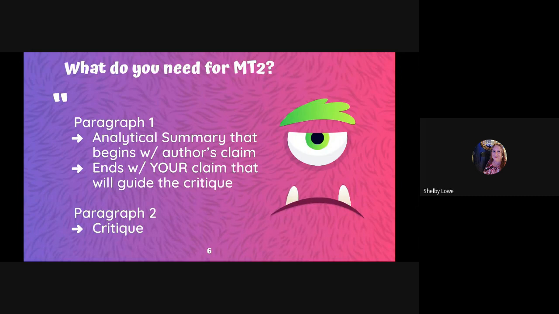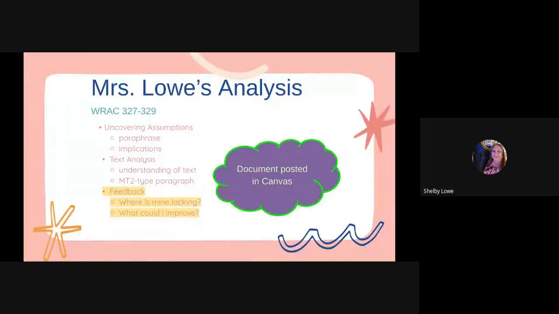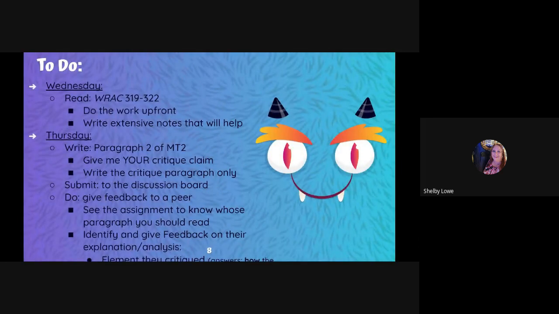We then reviewed what Microtheme 2 will look like. What I am asking of you today is to write a critique claim and a critique paragraph. You will not do the summary portion, okay? I just showed you 4 sample critique claims. You will write a critique claim, and then you will write a critique paragraph that proves that claim. Does that make sense? Hopefully it does. Okay.